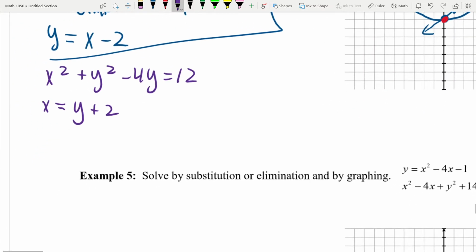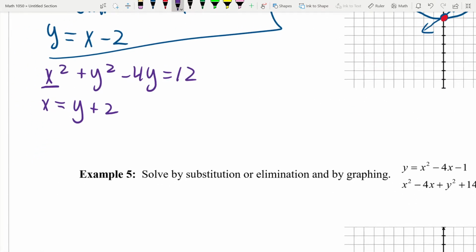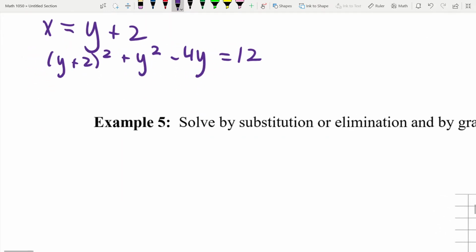Now, I'm going to go into this equation, and right there where I see an x, I'm going to put in y plus 2. So everybody go in parentheses, y plus 2 squared plus y squared minus 4y equals 12. Y plus 2 times y plus 2, you have to FOIL that. So that's y to the second plus 4y plus 4 plus y to the second minus 4y equals 12.